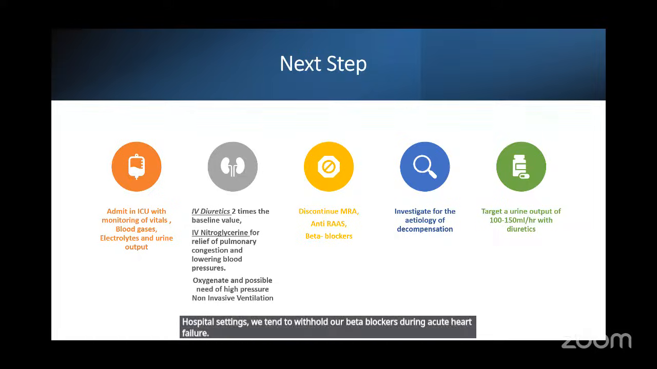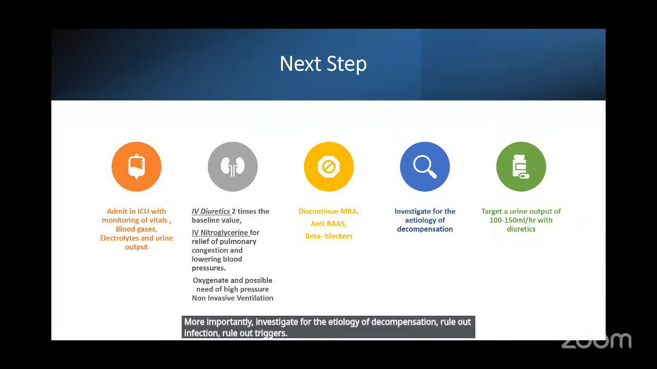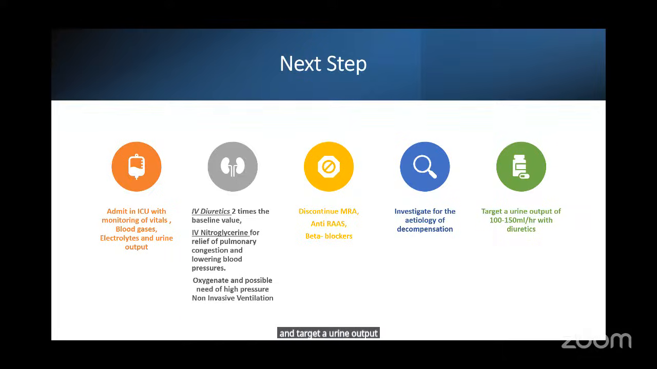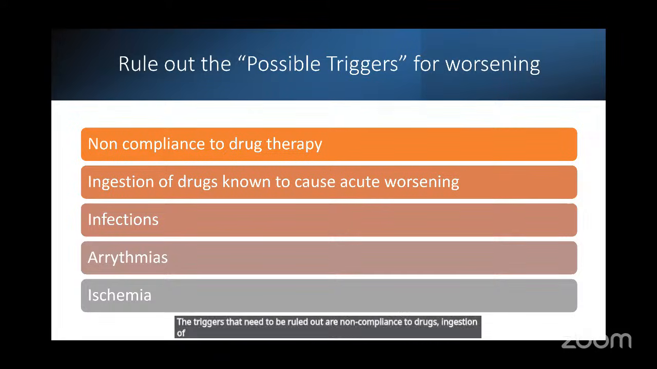Most importantly, investigate for the etiology of decompensation, rule out infection, rule out triggers, and target a urine output of 100 to 150 ml per hour with diuretics. The triggers that need to be ruled out are non-compliance to drugs, ingestion of drugs known to worsen heart failure, infections, arrhythmias, and most importantly, ischemia.